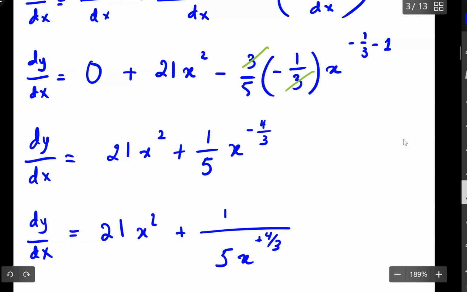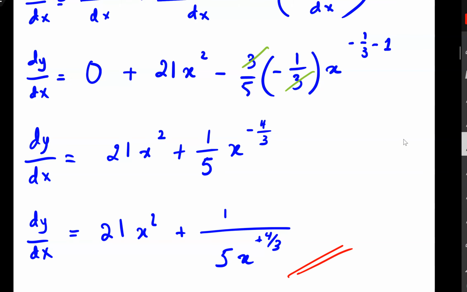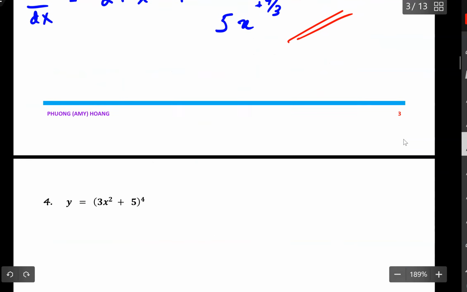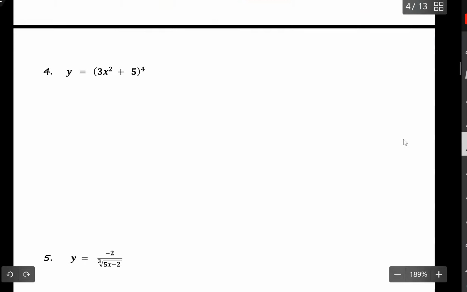Okay, there it is. So it's very simple. So let's continue with the next question, because I believe I still have a lot of time. So, alright, for number 4.